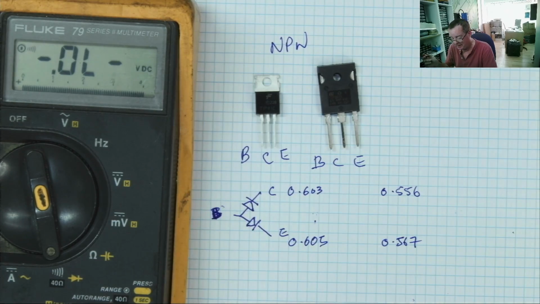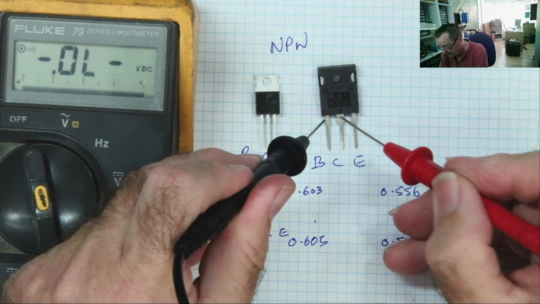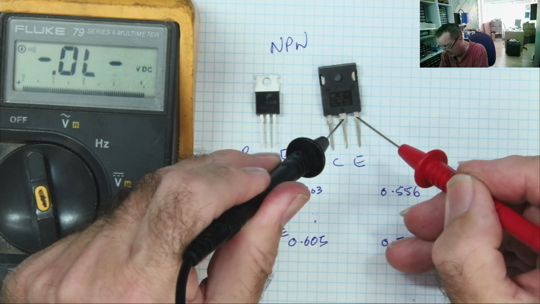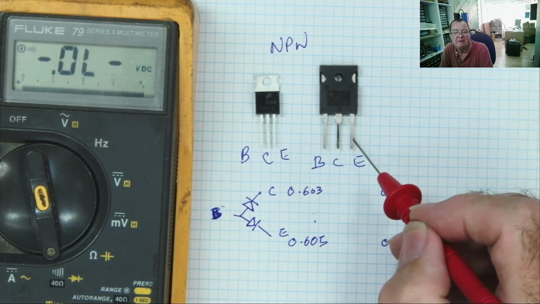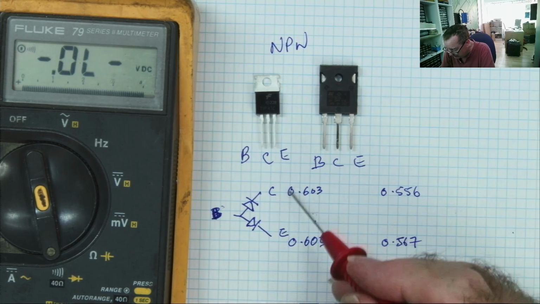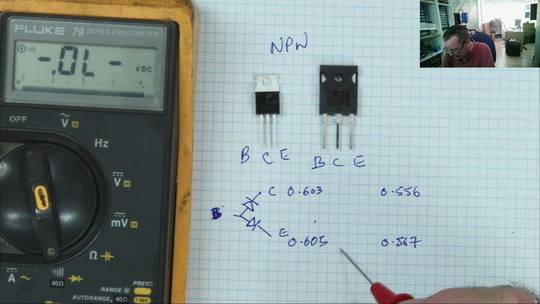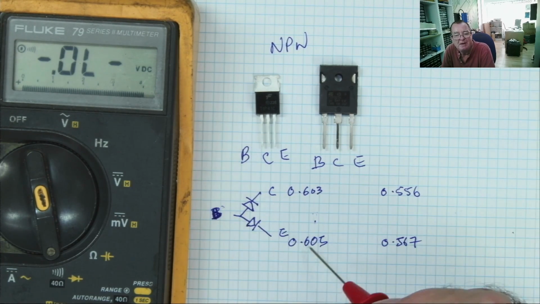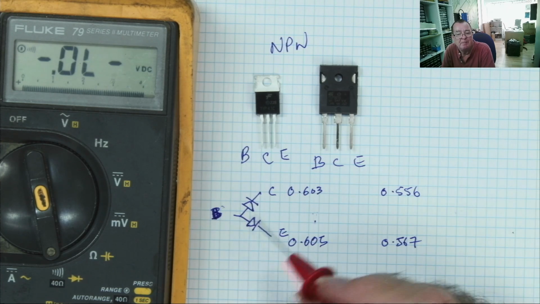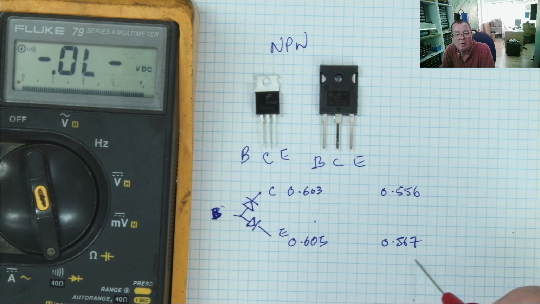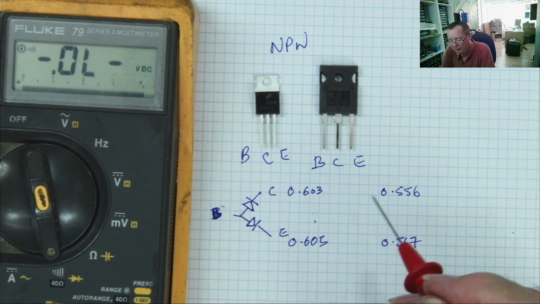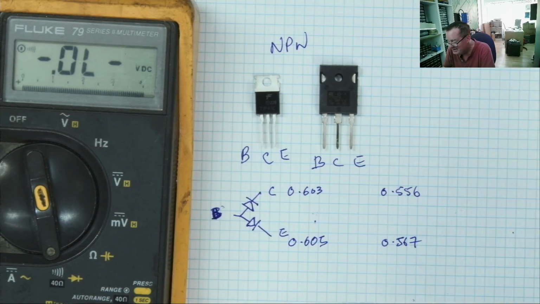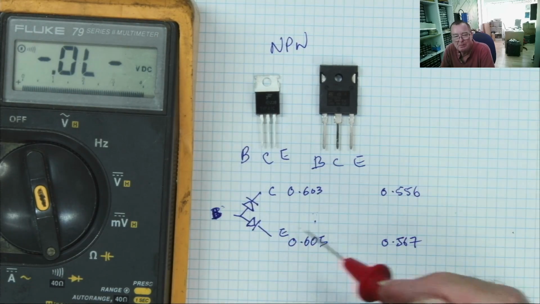Again, we reverse the polarity. Should read open both ways. Open, open. And between these two, should read open in both directions. So good transistor, NPN. Notice how the reading on the base emitter is higher than on the base collector. In this case, quite obviously so. That is no fluke.